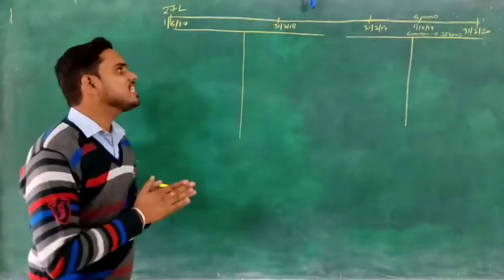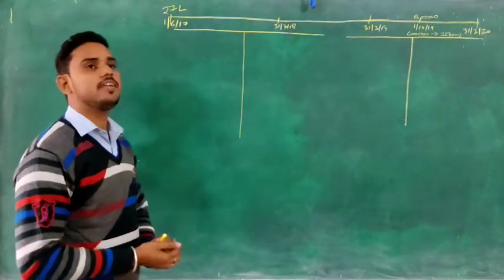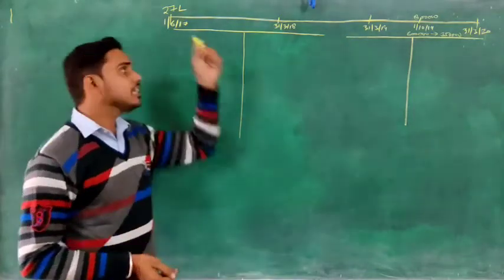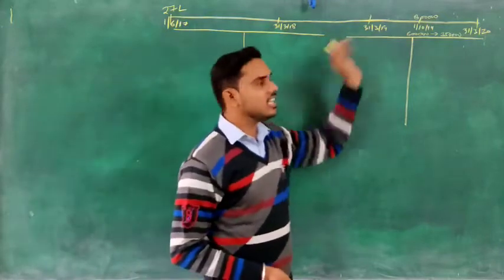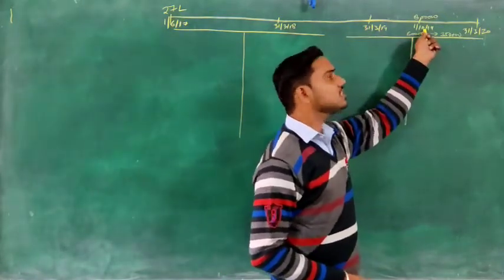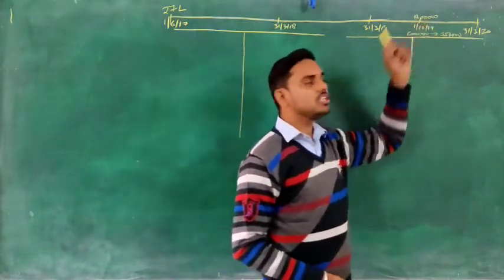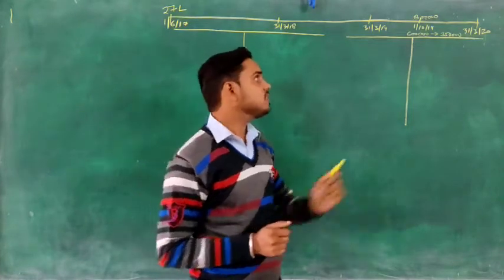So if we summarize this question, it is written that on 1st June 2017, we purchased machinery for 27 lakh. In that year, there was no transaction. In the next year, again there was no transaction. But in the third year, on 1st October 19, we purchased one machinery for 8 lakh and we sold one machinery. Which machinery did we sell?